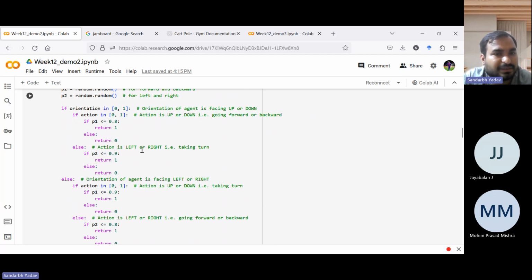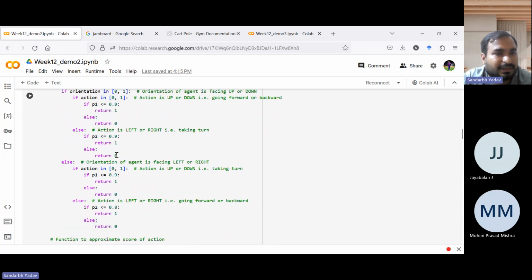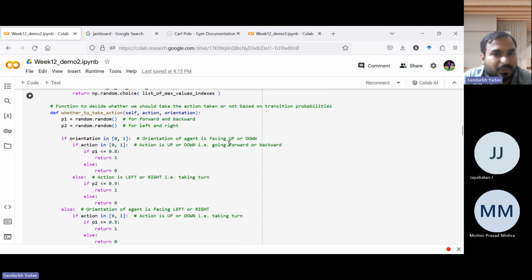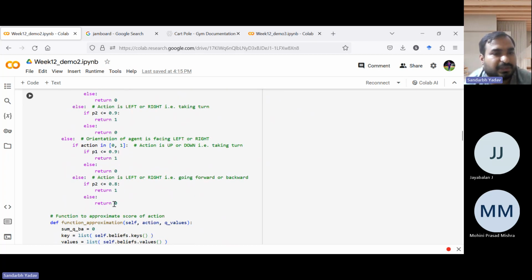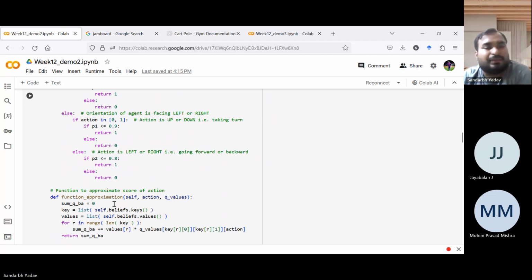And similarly, if your action is left and right, then we mentioned that sideways its probability is 0.9. If the orientation is up and down, then moving forward and backward means north and south. But if you are left and right, then moving forward will mean the east and west direction. So if it's up and down, then it's essentially sideways, so it's 0.9 there. And if the orientation is left and right and you are taking left and right only, then you are essentially moving forward and backward, so the probability will be 0.8. With 0.8 probability you will actually move forward, and with the remaining 0.2 probability you will remain in the same state.